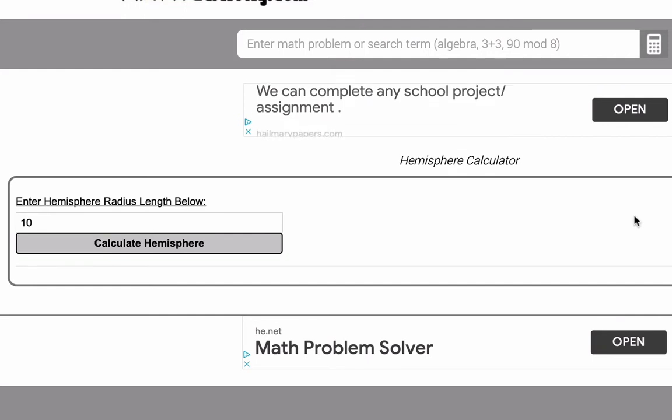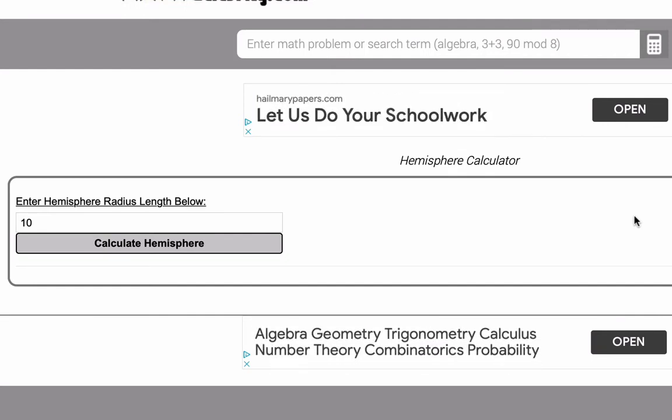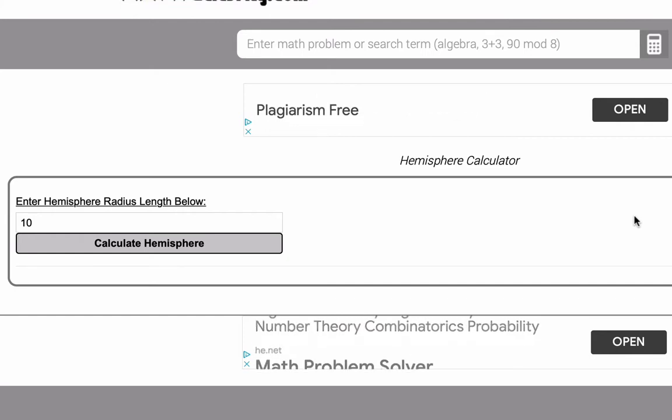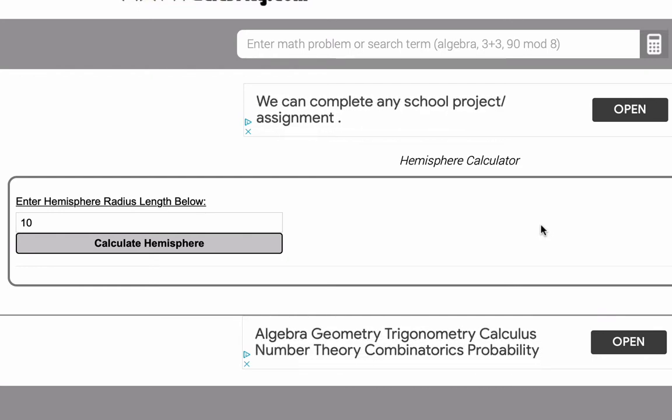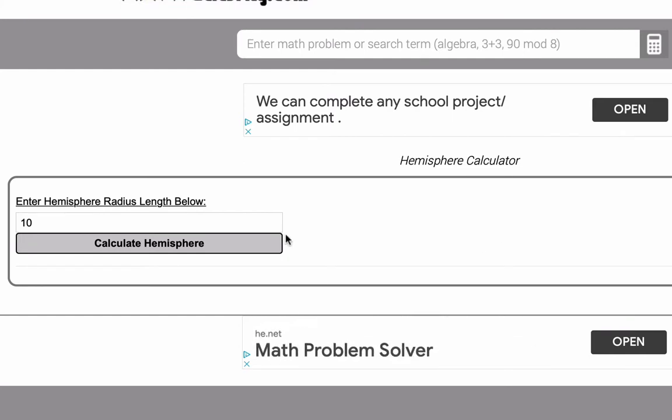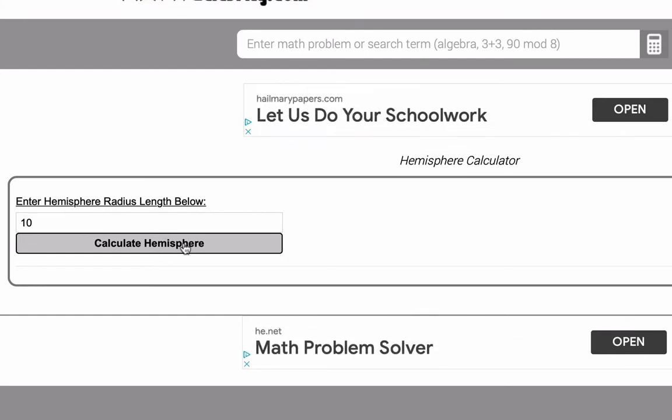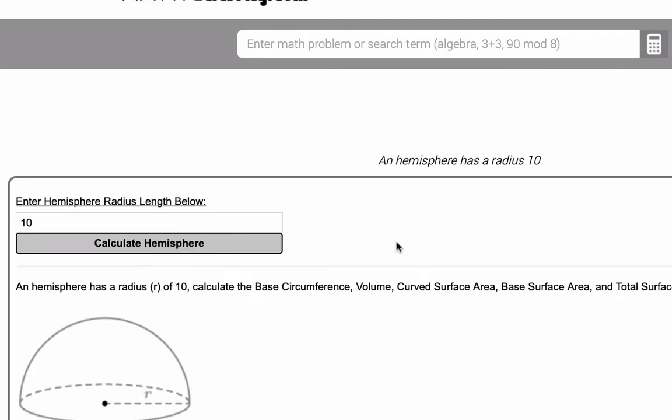In the next few minutes, I'm going to walk you through how to calculate various items of a hemisphere given a radius. I'm going to put the link to this calculator in the video description so you can reference it in the future. So let's take a sample problem for a hemisphere. We'll use a radius of 10 and we'll click Calculate Hemisphere.